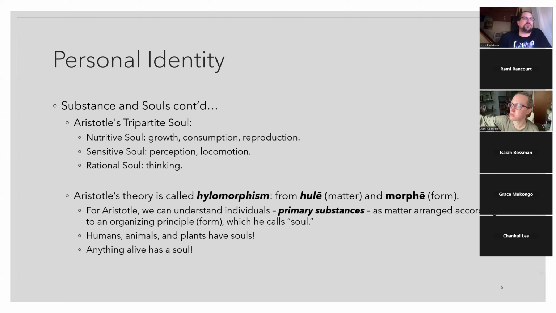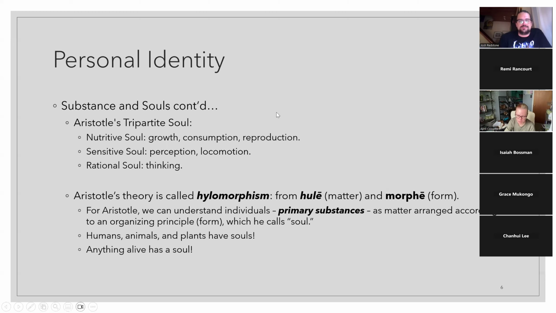But another part of the soul, or another part of this organizing principle, is the sensitive soul, which allows an organism to sense its environment and to move around within it. So animals have the nutritive soul and the sensitive soul, but plants only have the nutritive soul. And then, of course, the essential feature of the human being, what makes us special, is the rational soul. This is what makes human beings human: the fact that we have reason. So that's how Aristotle divides up the soul.